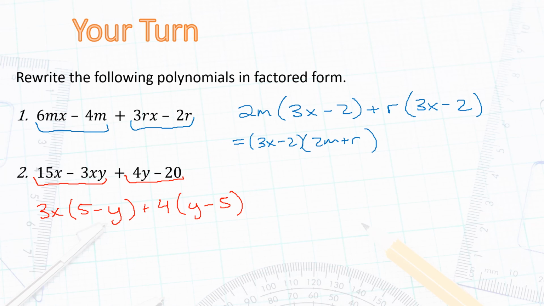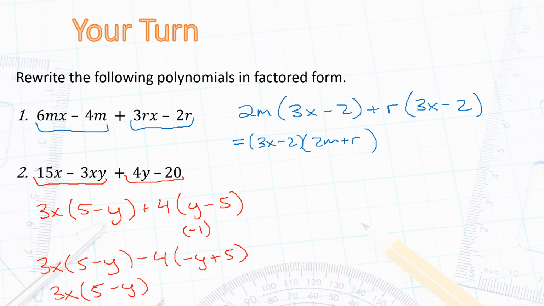So on the surface this maybe looks like, oh, we can't do anything else. But if we instead say, well, instead of taking positive 4 out, what if I factored out negative 4 as well? Now I would have 3x times 5 minus y, minus 4, and I would have minus y plus 5, and that is the same as 5 minus y. So I can just rewrite that as 5 minus y. Addition, you can change the order, just keep the signs the same.